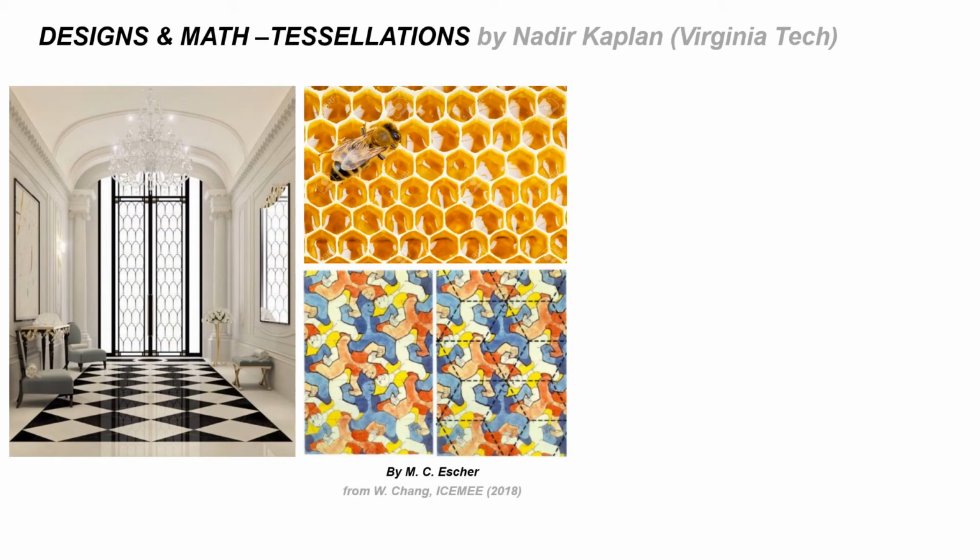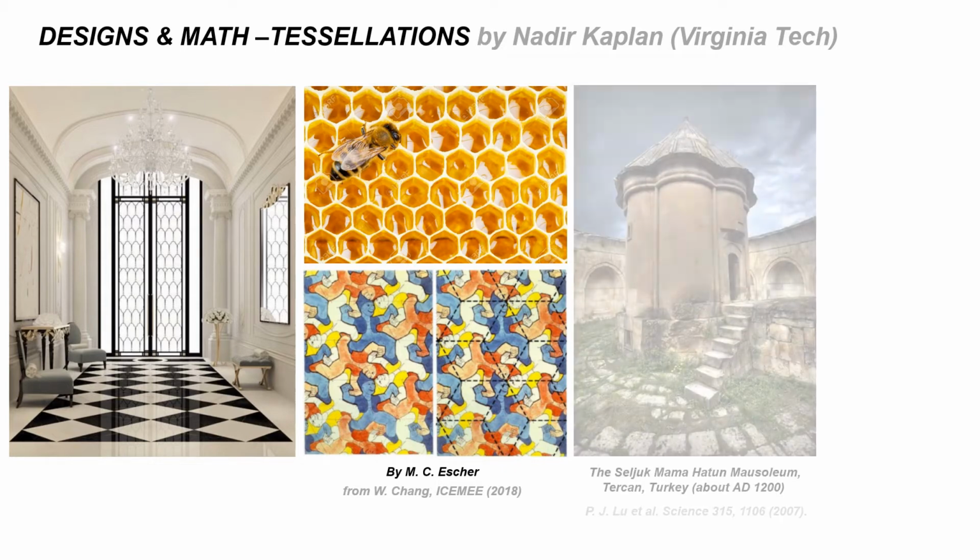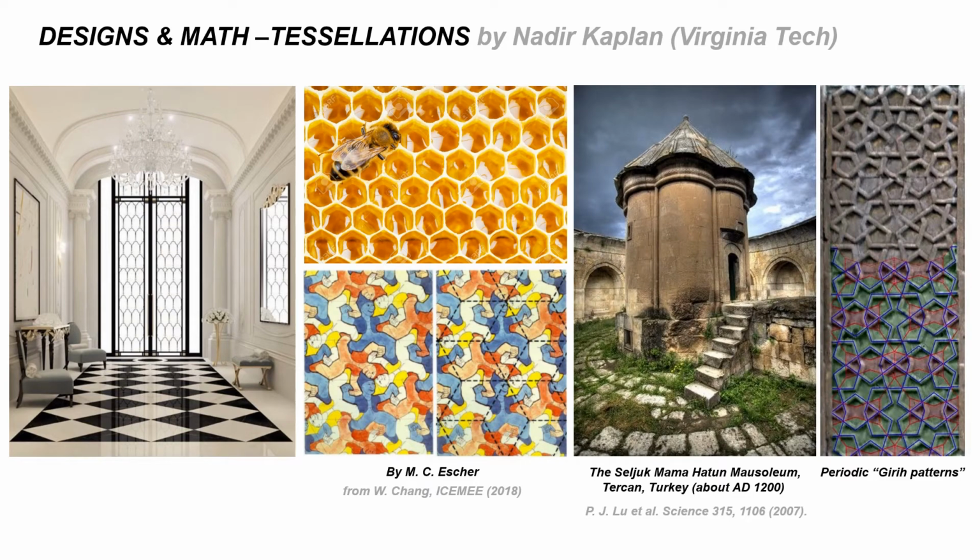Furthermore, irregular polygons can be used for enhanced artistic beauty, as in the mesmerizing graphic artworks of the famous Dutch artist Maurits Cornelis Escher, or in the girih patterns in the Selçuk Mama Hatun Mausoleum in Tercan, Turkey. Tessellation patterns can be visually appealing, address structural constraints, or both. Planar tessellation with just one shape, for example hexagons, is straightforward, but how can we tile a three-dimensional structure?